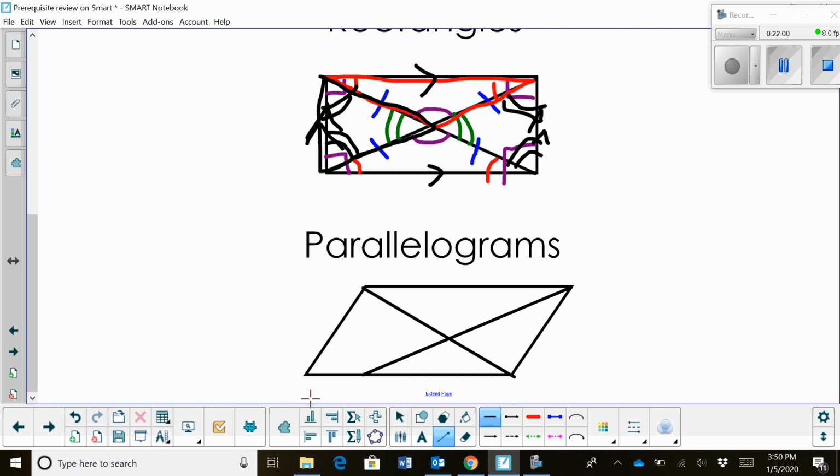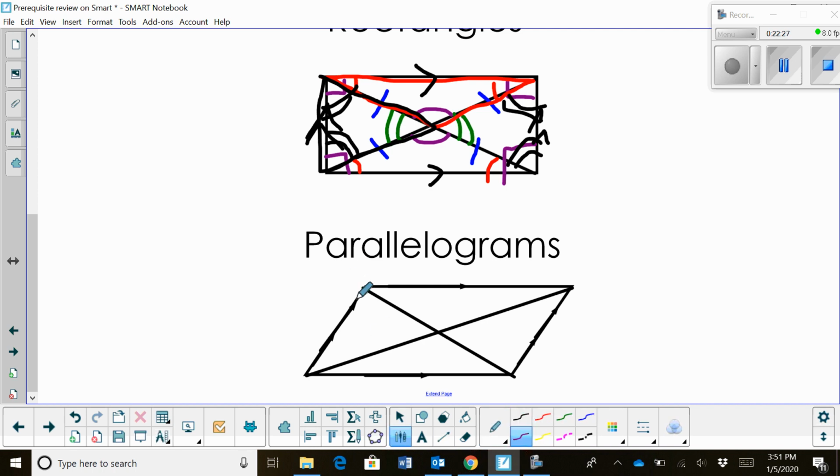Okay, parallelogram properties. Well, just by definition, we know that a parallelogram has parallel sides. So this side, I'm just going to indicate with some arrows, is parallel to this side, and this side is parallel to this side. There we go, just with some arrows to indicate that. We also know we have some congruent angles. The opposite angles are congruent. So this angle over here is congruent to this angle over here.